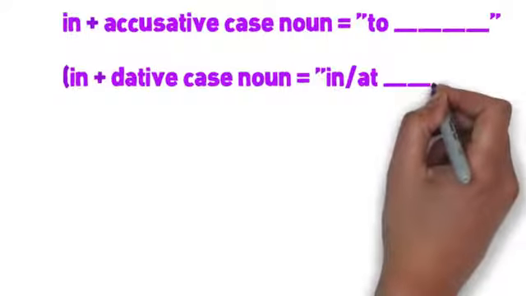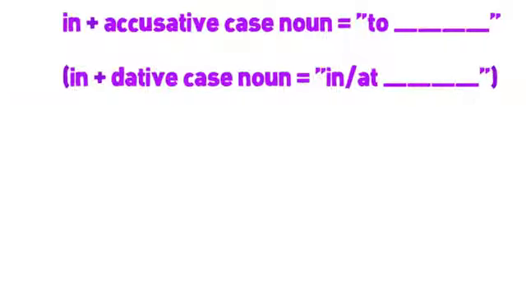When you use in with a noun in the accusative case, in means to. And when you use it with a noun in the dative case, in means in or at. For now, we're really only going to deal with the accusative case option. But paying close attention to detail now will save you a lot of hassle later when you start learning phrases that have in with the dative case.